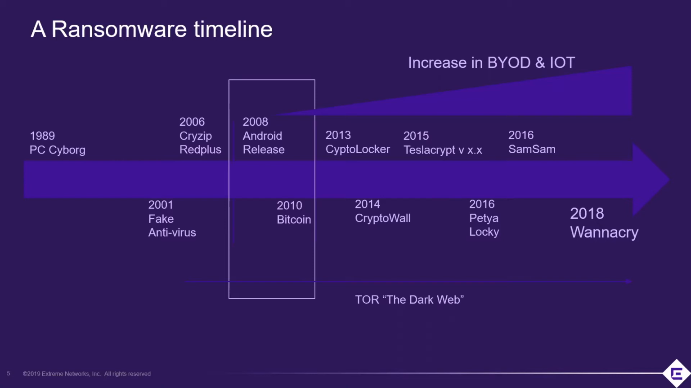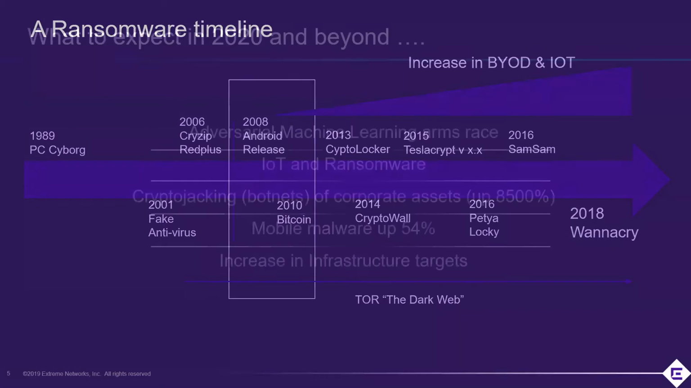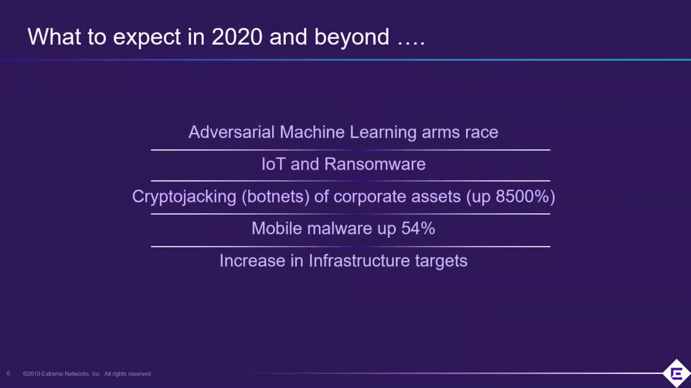And again, if I really fleshed out this slide, you would see that it is in tandem with the increase in BYOD, IoT, and the rise of the dark web. And obviously, it all culminates with the latest press of WannaCry. And by the way, WannaCry has not gone away yet. Now, what do we expect in 2020 and beyond?